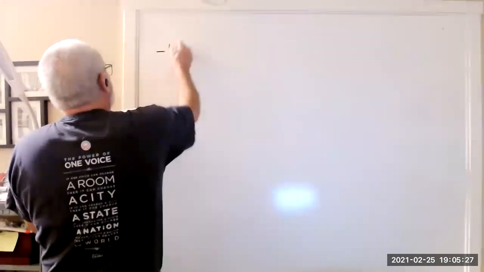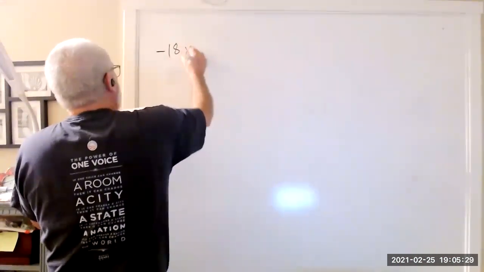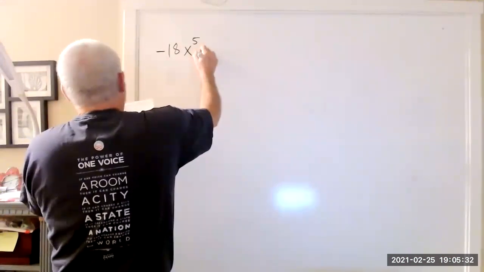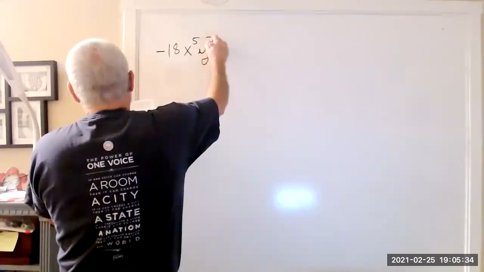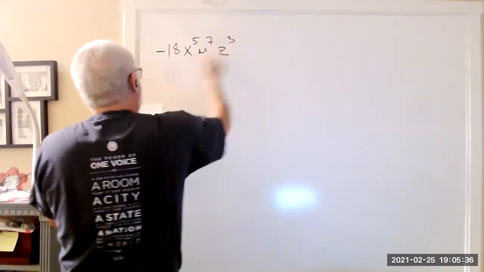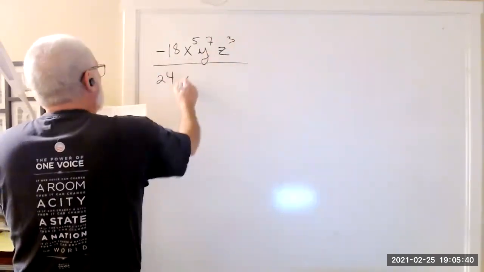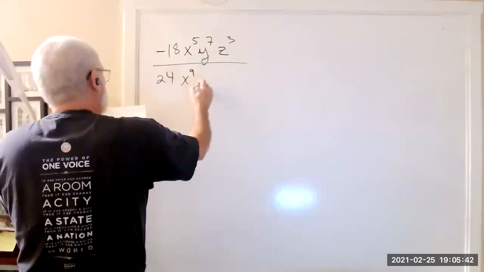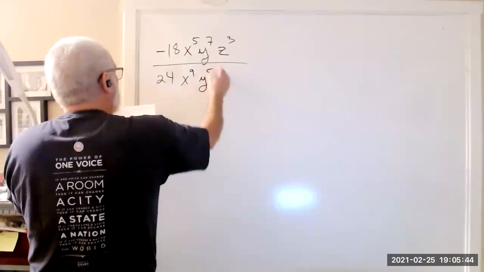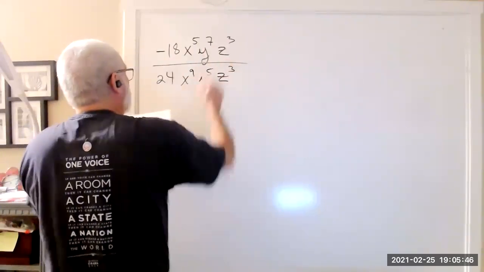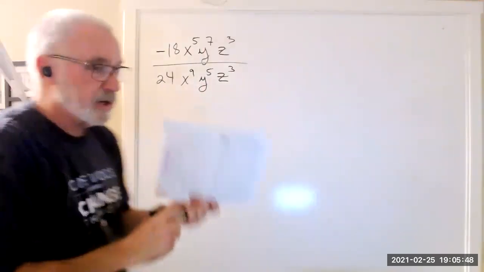Next problem. -18 x to the 5th, y to the 7th, z to the 3rd over 24 x to the 9, y to the 5, z to the 3rd. Take a minute.